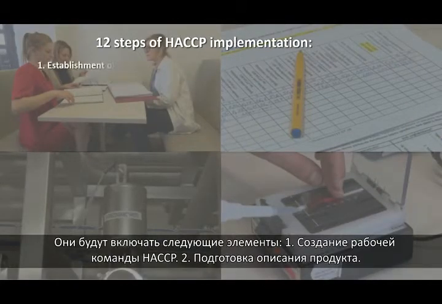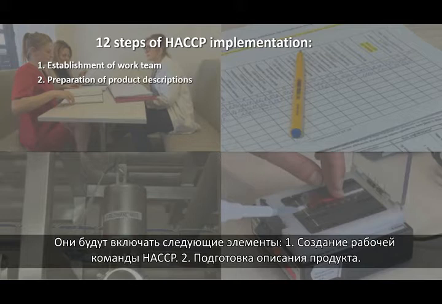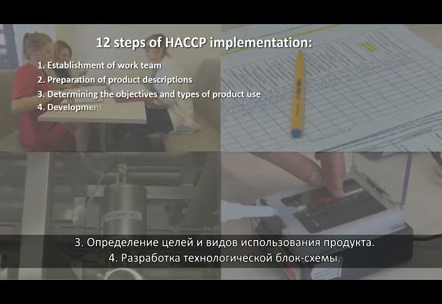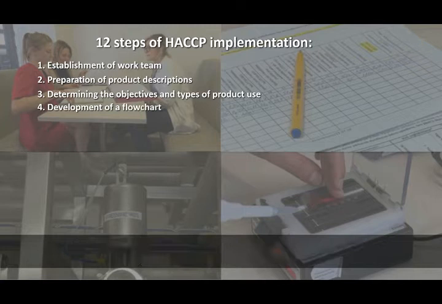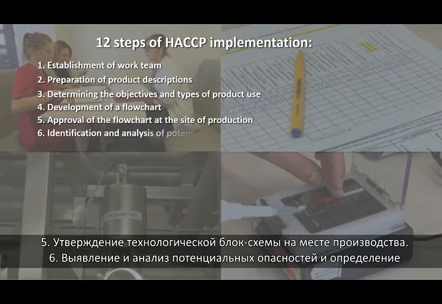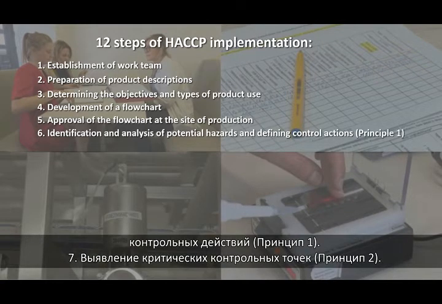1. Establishment of HACCP work team. 2. Preparation of product descriptions. 3. Determining the objectives and types of product use. 4. Development of a flowchart. 5. Approval of the flowchart at the site of production. 6. Identification and analysis of potential hazards and defining control actions.